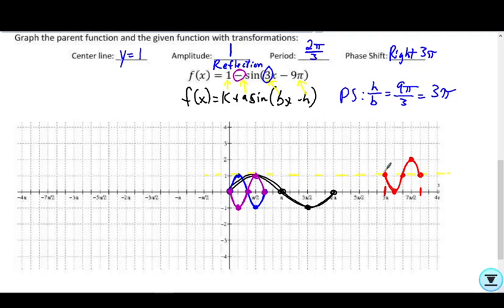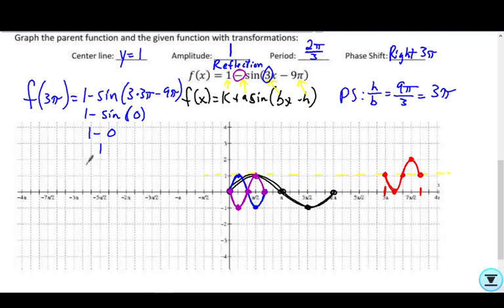And again, the best way of doing this is pick a point and see if you end up there. So say at 3 pi. That's 1 minus sine of 3 times 3 pi minus 9 pi. Well, 3 times 3 pi is 9 pi. 9 pi minus 9 pi is 0. So sine at 0 is 0. So 1 minus 0 is 1. So we need the coordinate (3 pi, 1). And look, that's where we're at. So most likely that's the correct graph.